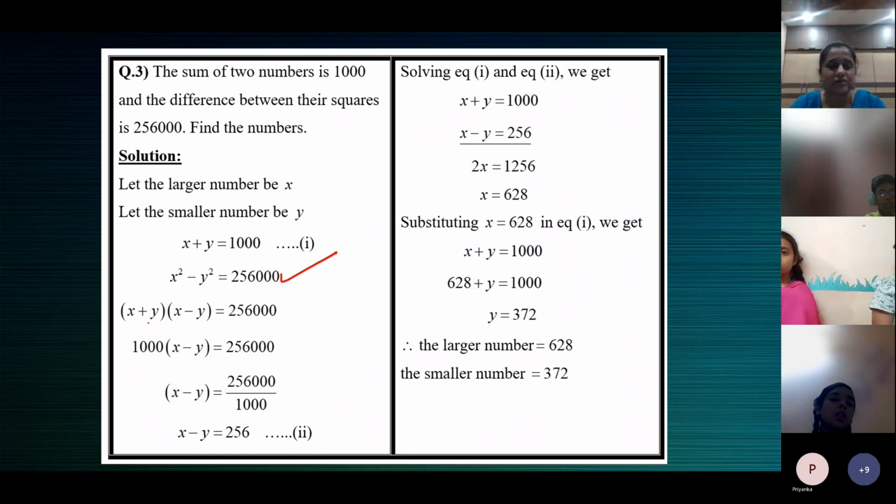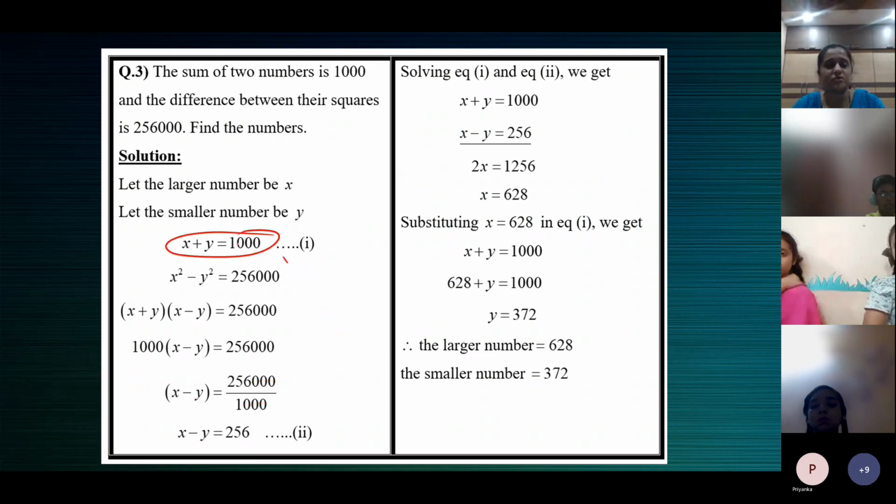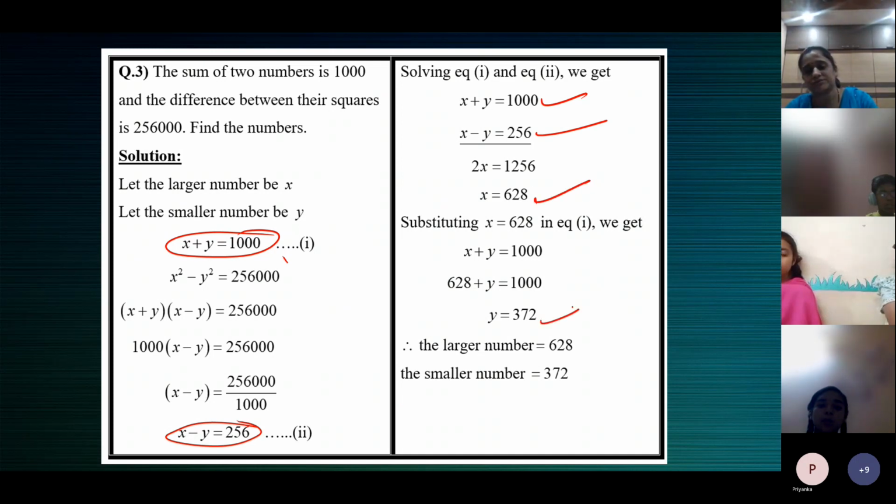Now x square minus y square means x plus y into x minus y. But you know the value of x plus y. So 1000 into x minus y is 2,56,000. So x minus y is equal to 2,56,000 divided by 1000. This 1000, which is in multiplication, will come for division to the other side. 3 zeros get cancelled. x minus y is equal to 256. Now you will have to solve the two equations: x plus y is equal to 1000, x minus y is equal to 256. We need to solve these equations and find the values of x and y.